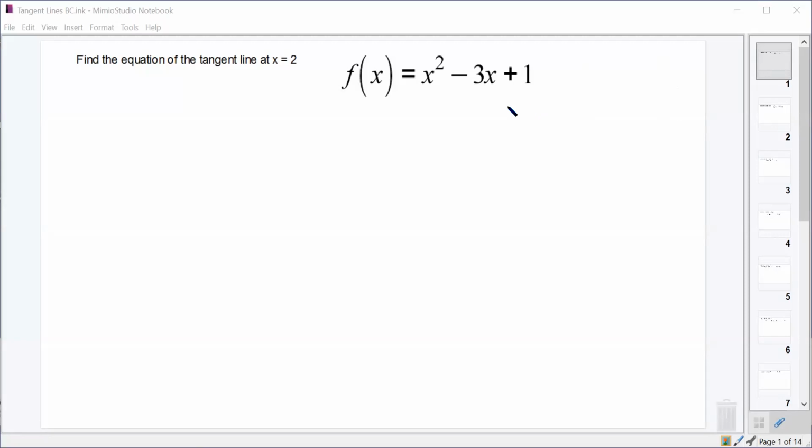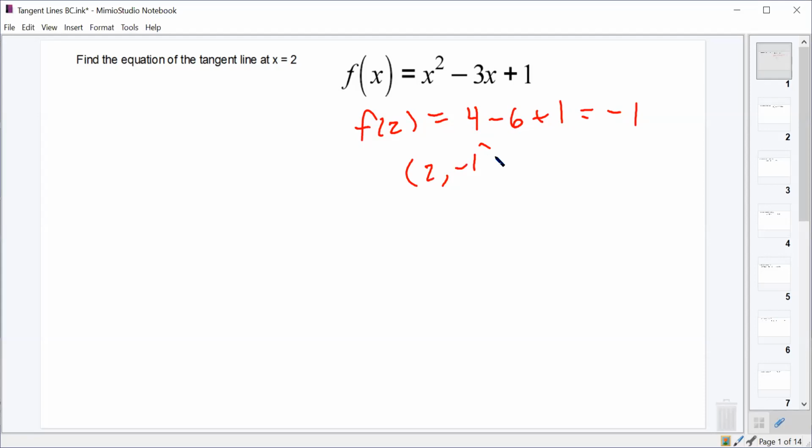So our point we can get from our original function. So we're looking at x equals 2, so we'll figure out what's f of 2. F of 2 is 4 minus 6 plus 1, so -1. So we're looking at the point (2, -1). And to find the slope, we'll use just our derivative to find the slope of the tangent line. So f prime of x in this case is just 2x minus 3. We'll evaluate that at x equals 2, which should give us what? Looks like that's 1. And that's our slope.